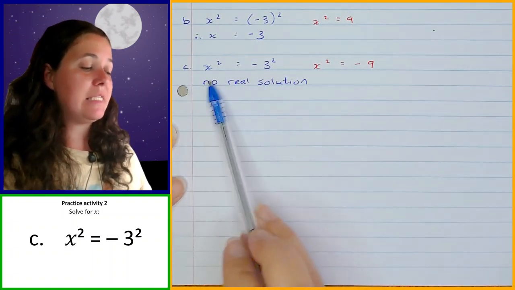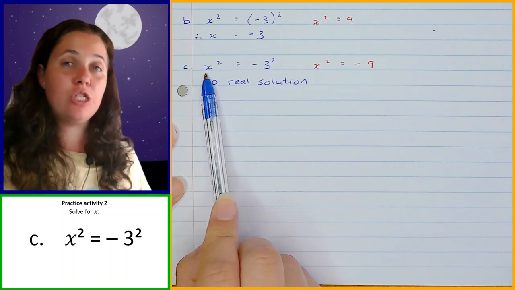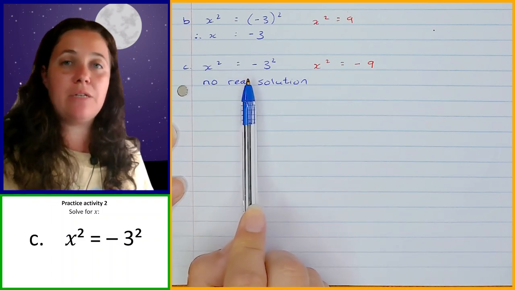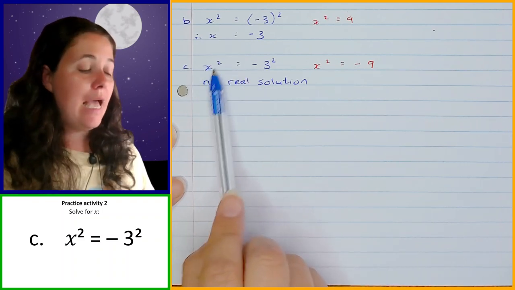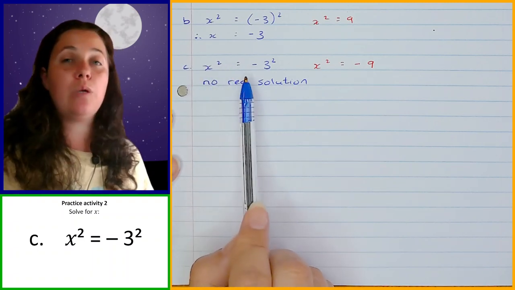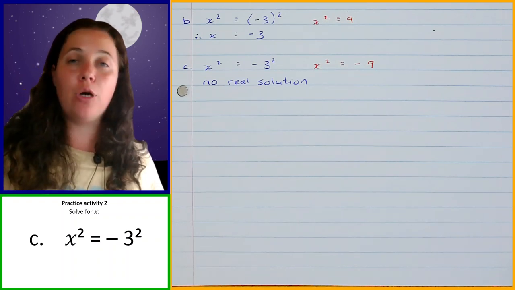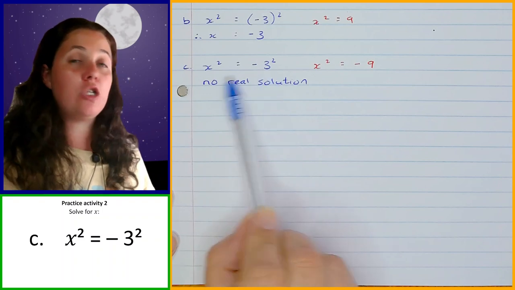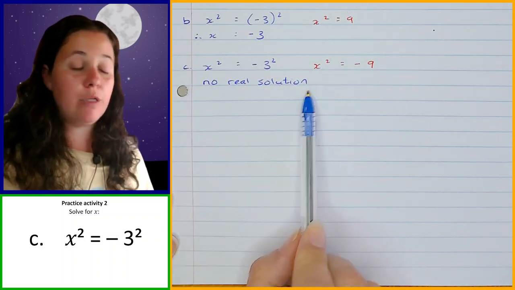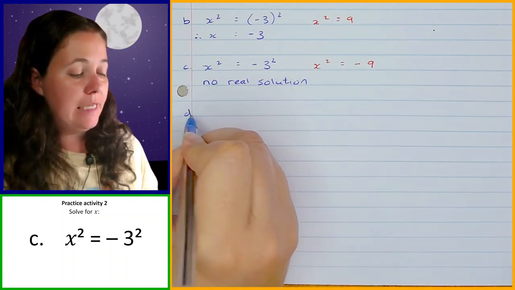This will happen anytime you have x to the power of an even number equal to a negative number, because you cannot have a power with an even exponent equal to a negative number. Anytime you have an even exponent, it'll always result in a positive answer. So this is not going to work, not with real numbers. With imaginary numbers, yes, but not with real numbers. So there is no real solution for this equation. Question D.